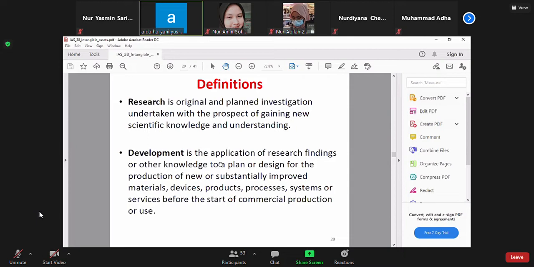Development is the application of the research findings or other knowledge to a plan or design for the production of new or substantially improved materials, devices, products, processes, system or services before the start of commercial production or use. So when they did research, dia dah tahu dah, okay, COVID-19 ni actually dia dah ada virus daripada blah blah blah and so on. So how to overcome this COVID-19? So that's why I come out sekarang ni with the vaccine. This is the development thing.